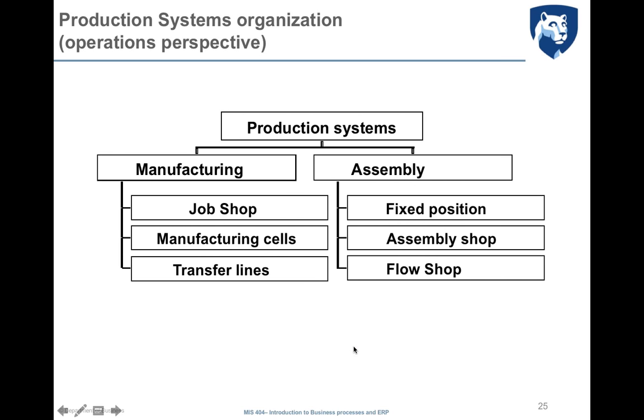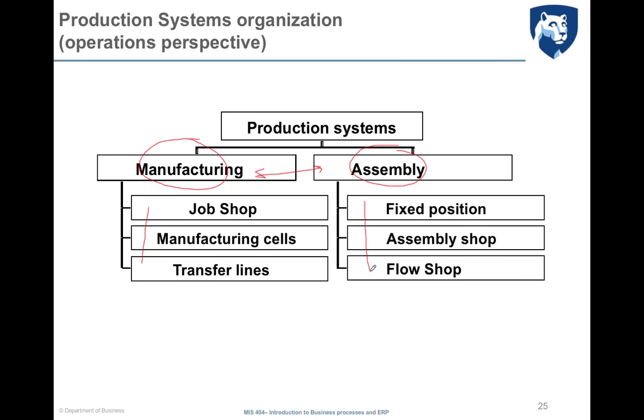According to this view, as a product can be realized through manufacturing and/or assembly operations, there will be options to organize both activities, and companies can have just a manufacturing production organization, an assembly production organization, or both. In particular, when we talk about manufacturing activities organization, these are the options: job shop, manufacturing cells, and transfer lines. When we talk about assembly activities organization, the options are fixed position, assembly shop, and flow shop.